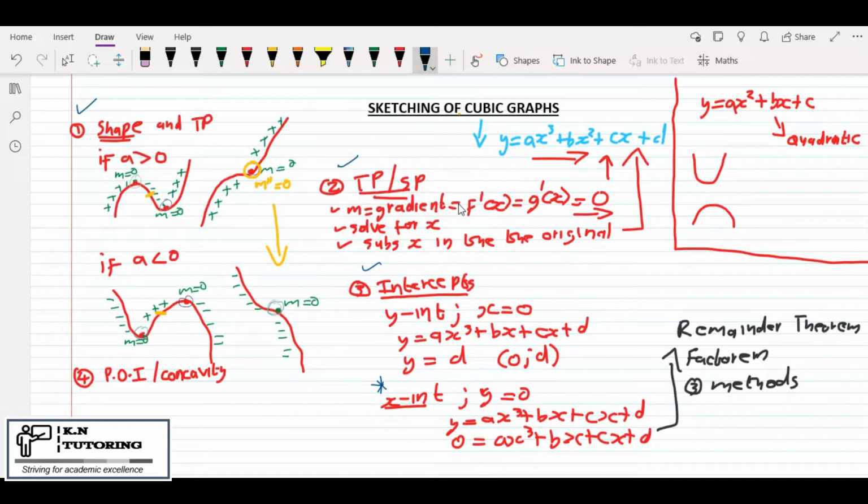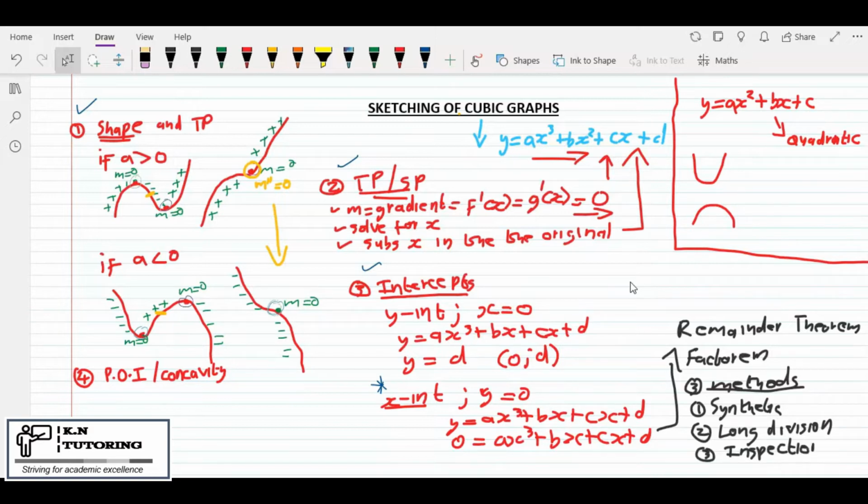In terms of the remainder and factor theorems, for you to determine the x-intercepts, what do you do? You will use the 3 methods that are available. See here, I forgot to mention them. Number 1, you can use synthetic division. Number 2, you can use long division, or you can choose to use inspection.